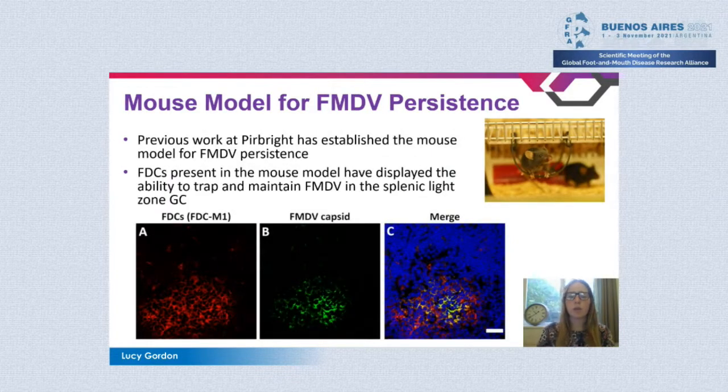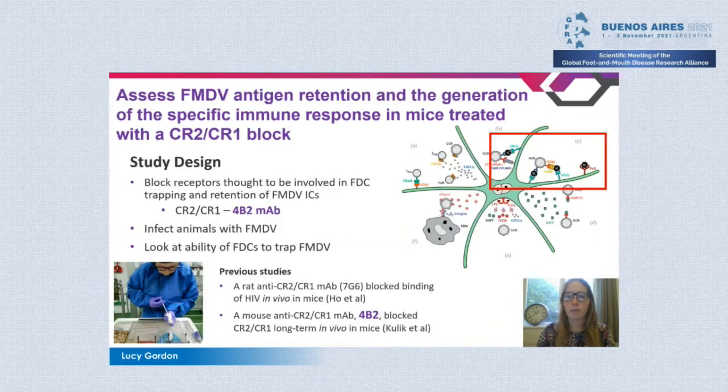So previous work at Pirbright has established the mouse model for FMDV persistence. They showed that FDCs present in the mouse models had the ability to trap and maintain FMDV in the splenic light zone germinal centre for up to 63 days post-infection. So the aim of my experiment was to assess FMDV antigen retention on FDCs and the generation of the specific immune response in vivo in mice treated with a complement receptor block.